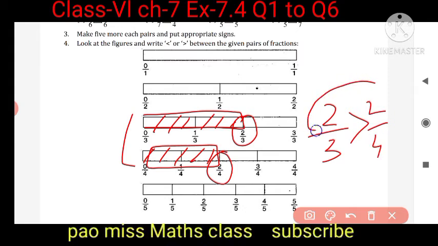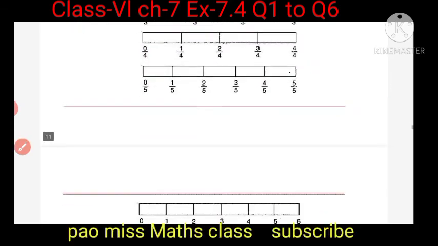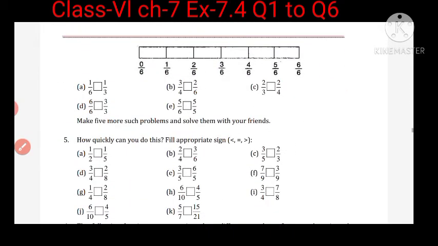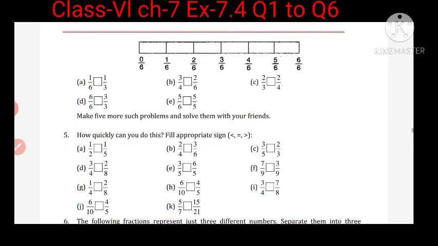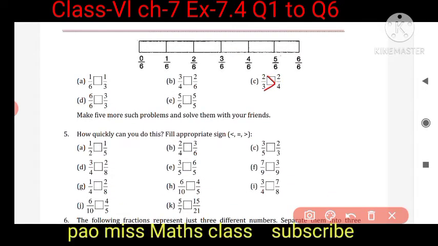Okay, so if their numerators are same, then the smallest denominator will be the greater fraction. So which is greater here? From here we can say 2 upon 3 is greater. So this will be greater.